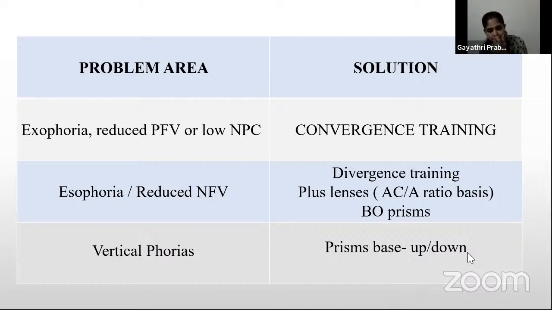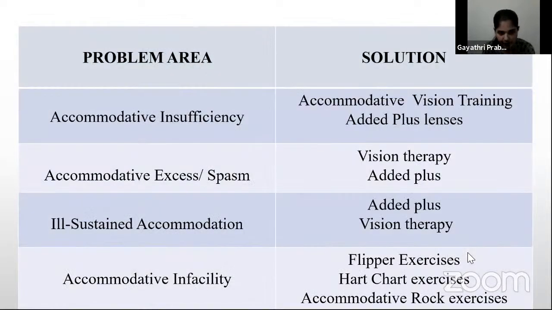Now, in certain esophoria cases, depending on the ACA ratio, you could consider giving a little amount of plus. And once the divergence is improved, then you can try reducing it. Similarly, if you can't prescribe plus, then you could consider giving some amount of base out prisms just during the initial stages, and then wean off those prisms. But if a person has vertical phorias, then you need to prescribe them base up or base down, whatever is required.